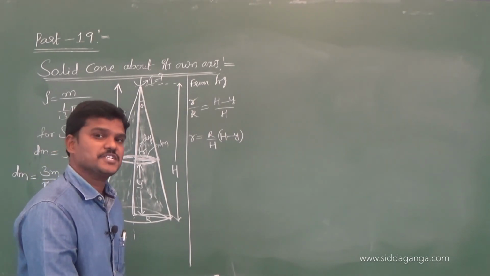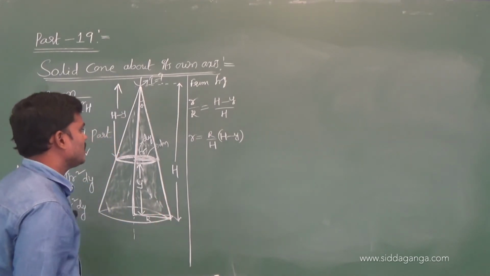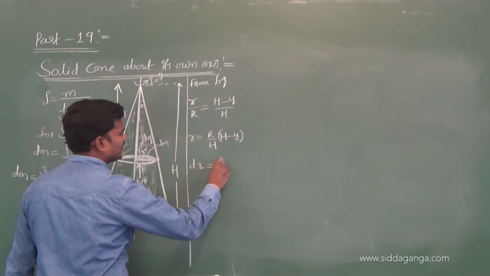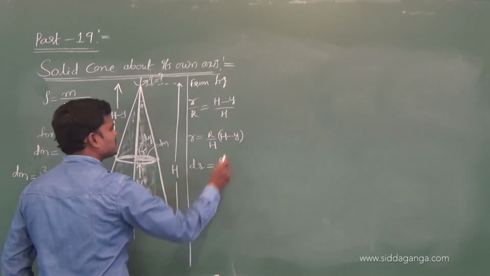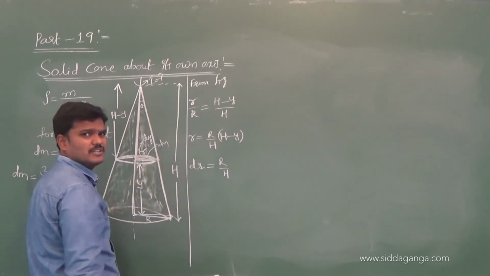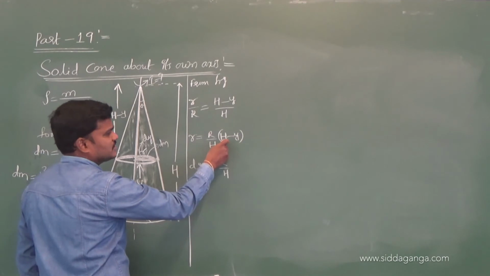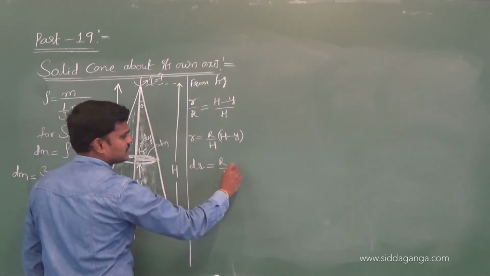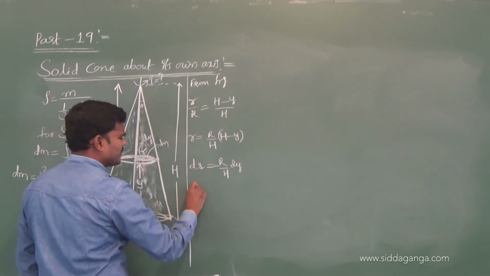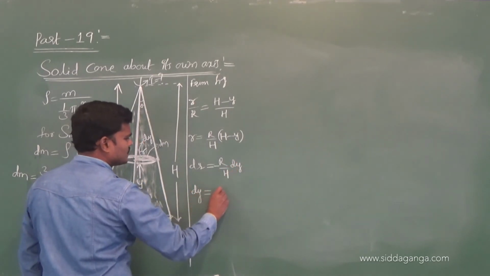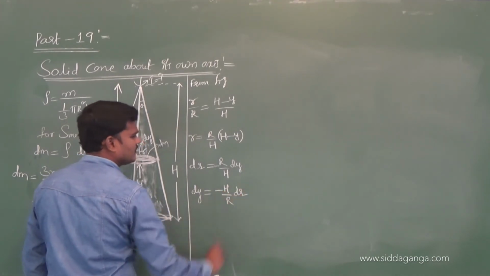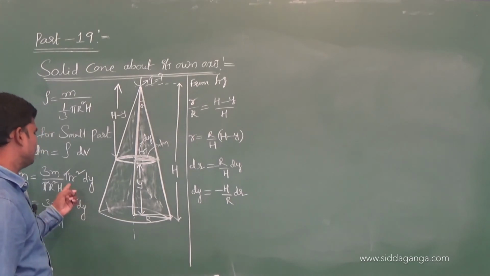Let us apply differentiation to this. You will get one proper number. Differentiation of this is dr. R by h you write as it is. Differentiation of y, because y is the variable, h is not a variable, capital R is not a variable, that is a constant, so it is 0, and for dy there is a minus, minus dy. So dy is equal to minus h by R dr.